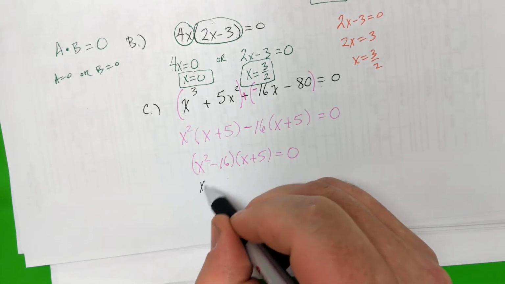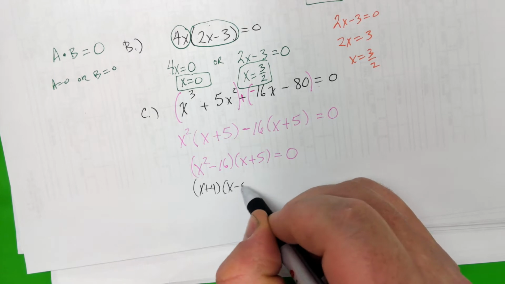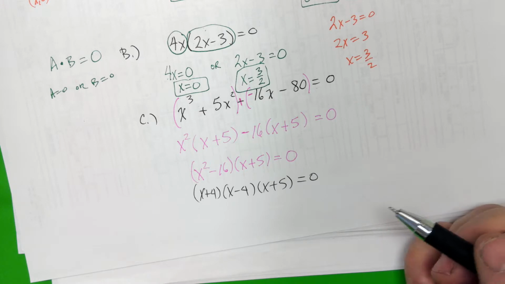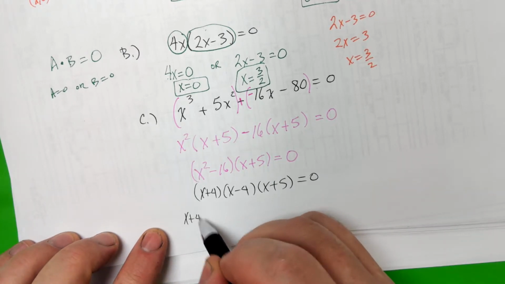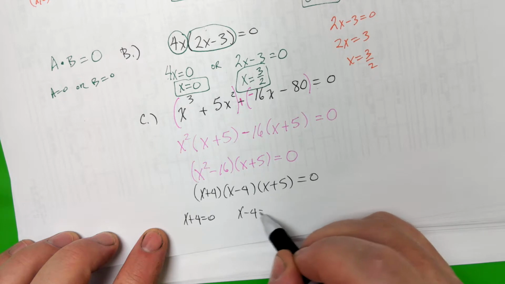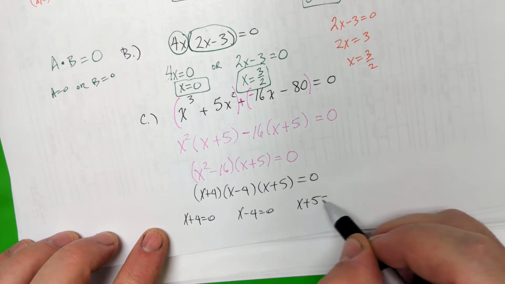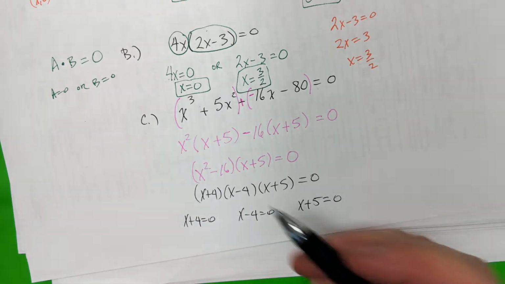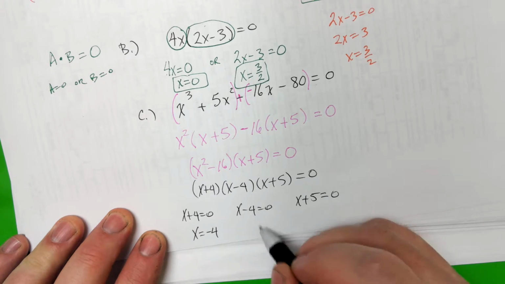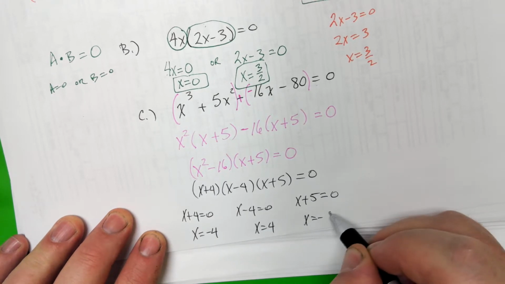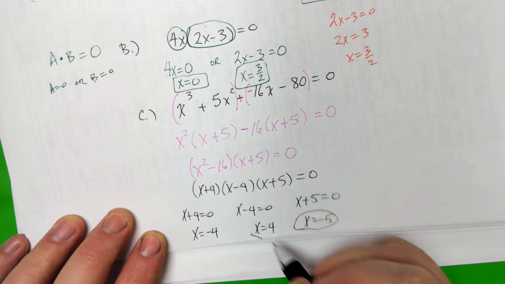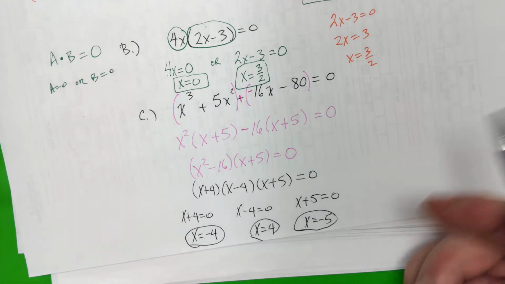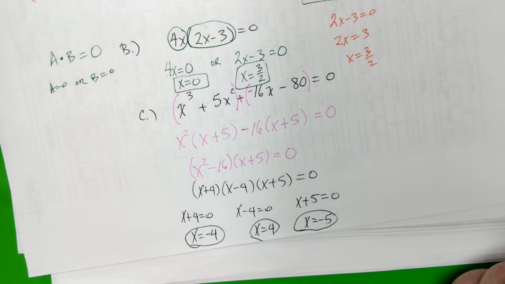So this is x plus 4, x minus 4, and x plus 5 equals 0. So we have to solve all three of them. So we have x plus 4 equals 0, or x minus 4 equals 0, or x plus 5 equals 0. We have to solve them all. They're all one step, right? They're all just the opposite. So this one is x equals negative 4, this one is x equals positive 4, and x equals negative 5. So the algebra on this one wasn't difficult, but the factoring was. Well, the inverse operations weren't difficult.